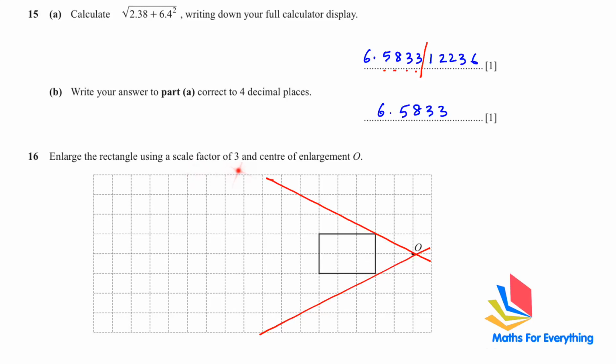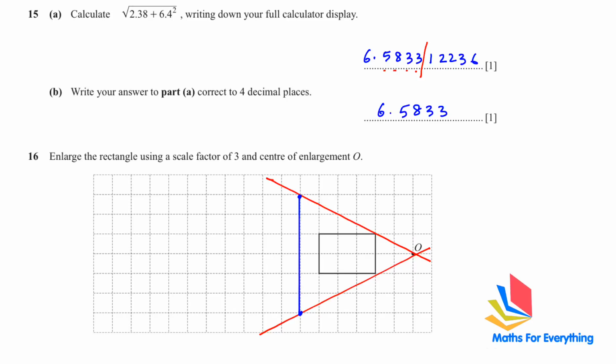And now our scale factor is 3. From the vertex to the center, how many squares we have? 1 and 2. Multiply it by the scale factor. So 2 multiplied by 3, 6. We need to have total 6 squares from the center. So 1, 2, 3, 4, 5, 6. This is the point here. The same we are going to check out with the other vertex. This is 2, 2 multiplied by 3, 6. So 2, 3, 4, 5, 6. And this is the other point. Join this together.